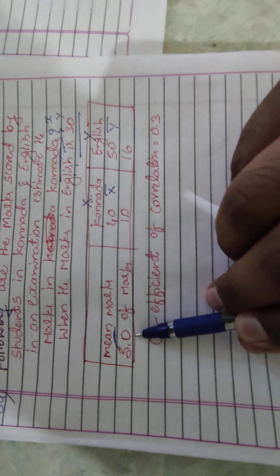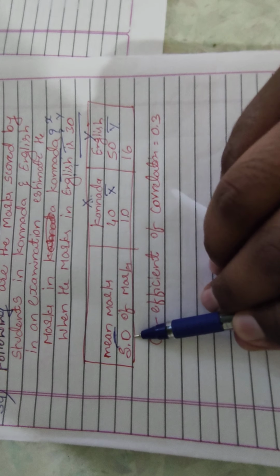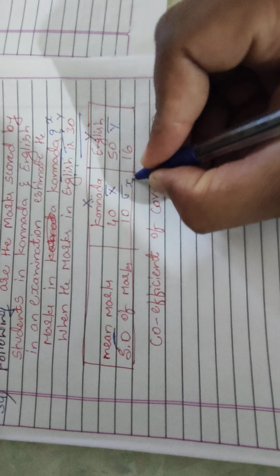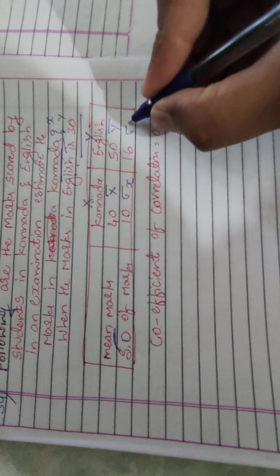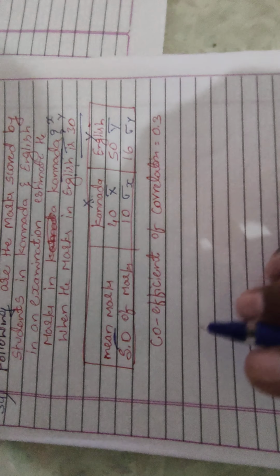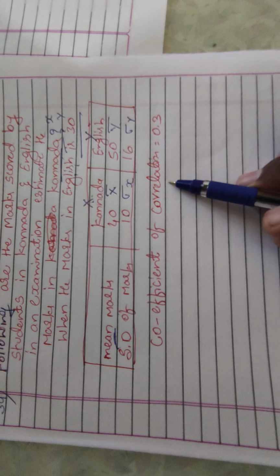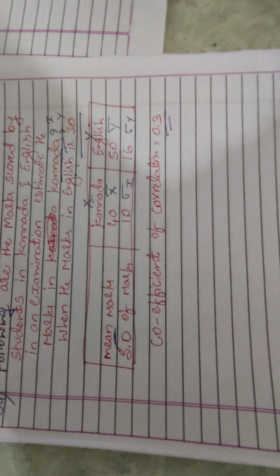Next, standard deviations are given. Standard deviation of x we denote as sigma x, and standard deviation of y we denote as sigma y. Next they are given the coefficient of correlation, which is 0.3.